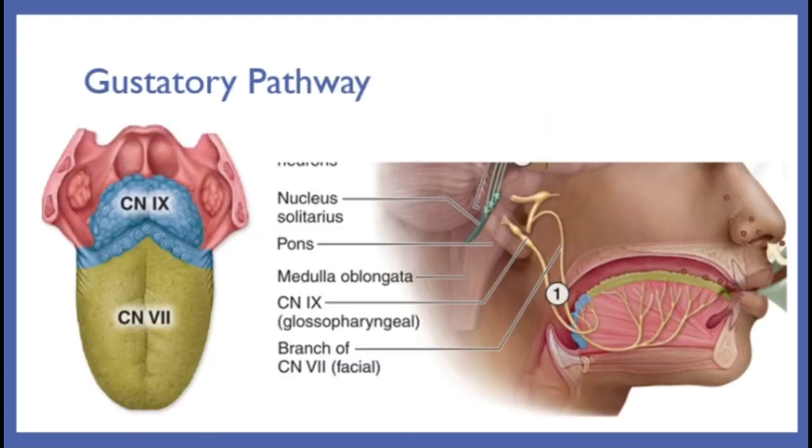All of that sensory input from your taste buds comes into your brain through one of 2 pathways. For the vallate papillae on the posterior side of the tongue, also that lingual area, you're going to see cranial nerve 9. The rest of the tongue is going to be supplied by cranial nerve 7.